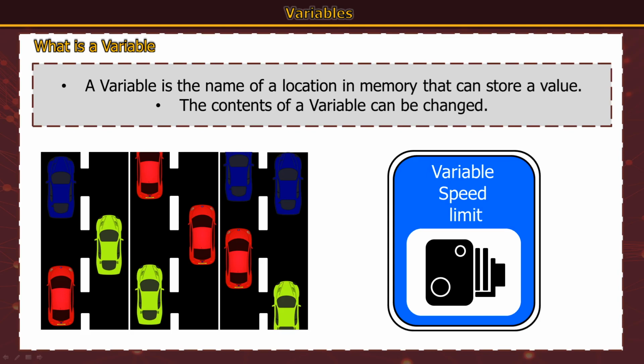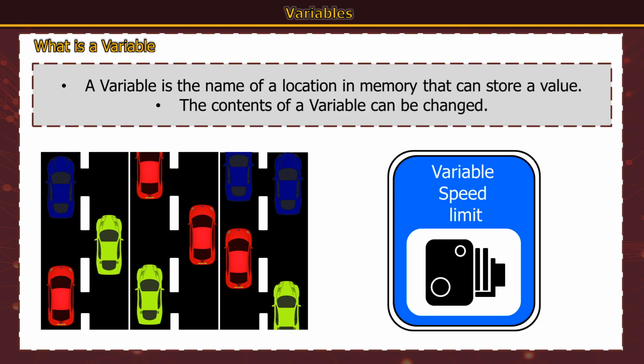Let's take a look at a real world scenario that you may have seen and not realised uses variables. If ever you've been on the motorway, you will have seen this sign, variable speed limit. And this means that the speed limit can be changed. So why would you want to change the speed limit on a motorway? Well, it depends upon the amount of traffic that's on the road or whether or not there's an incident ahead and we need people to slow down. So let's have a look at how that might work.